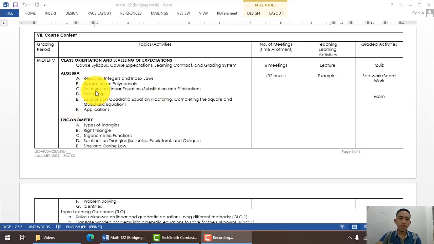And then we will be discussing, this is important, factoring. And then we will move on to quadratic. If you say quadratic, that will now be a 2nd degree, wherein you will have there now x squared or y squared. And then, of course, application.